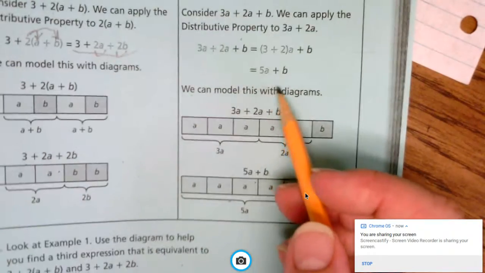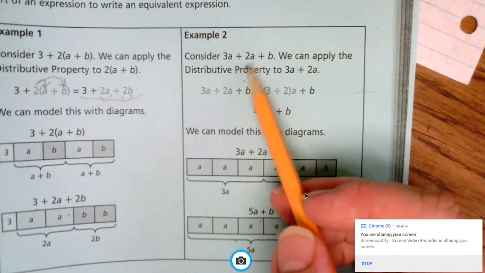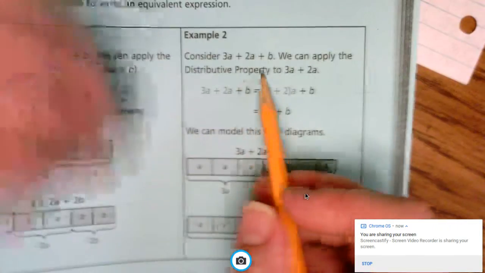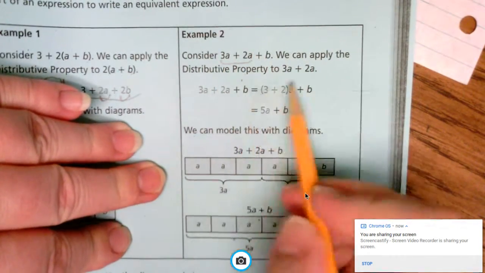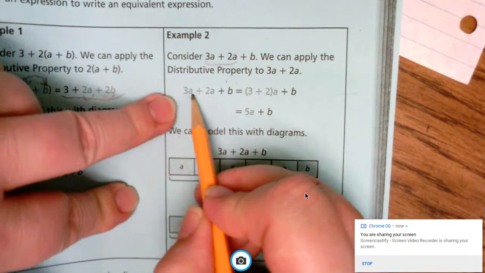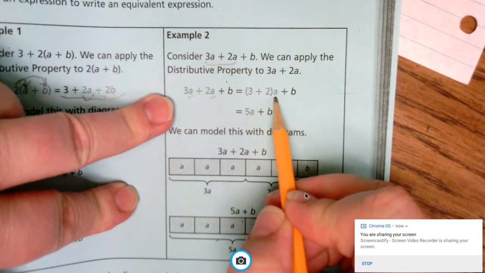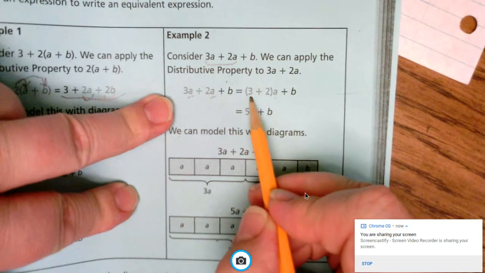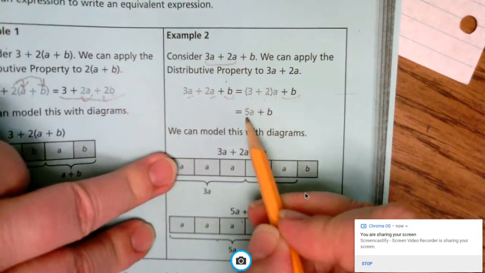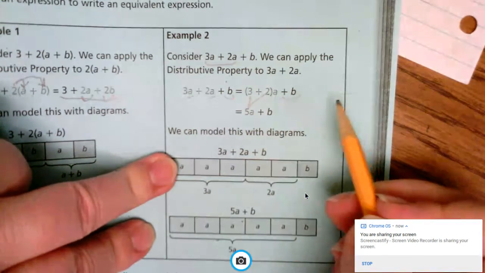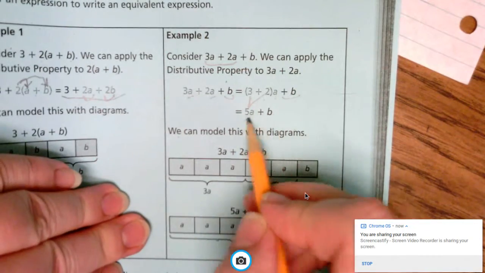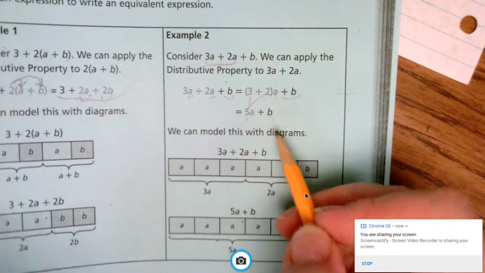Here's example 2. We have a 3a and a 2a and a b. We can apply the distributive property to this part of it and not the b. So here we have 3a plus 2a. Now we can pull out the a and use it one time as a factor, times 3 plus 2. And then that b just stays there. So now we're actually going to add the step of combining the 3 and the 2 to make it even simpler. So now we have 2 terms.